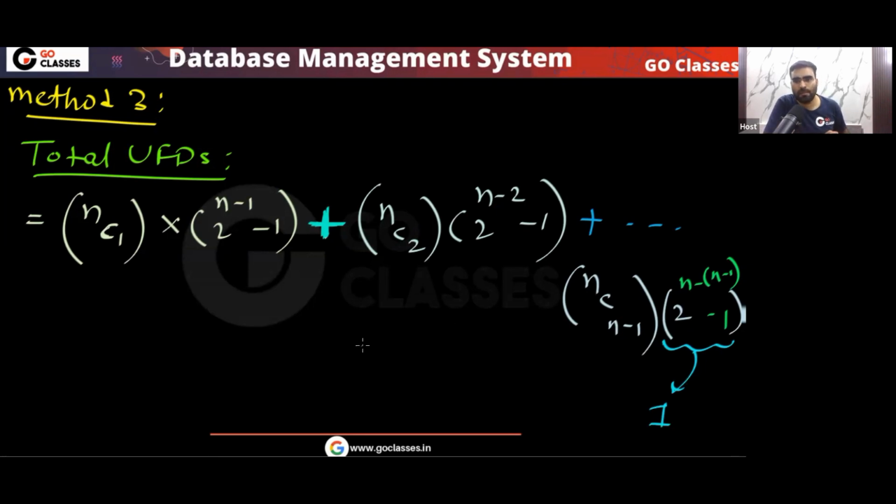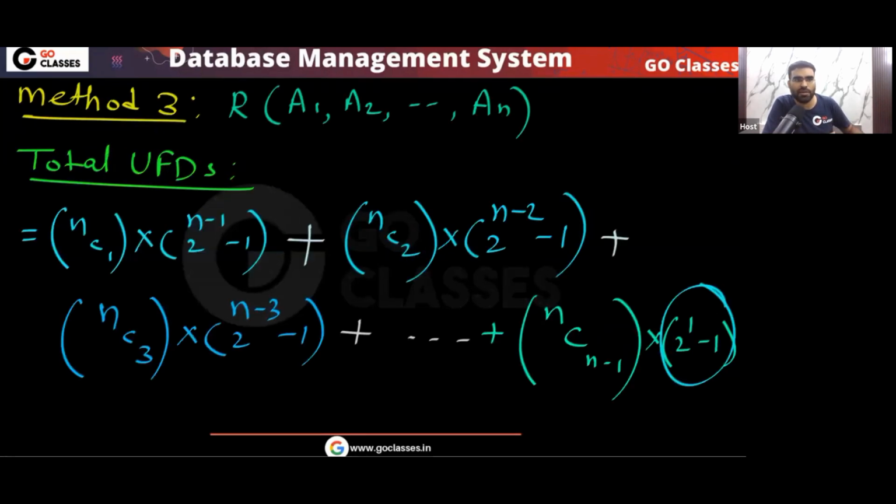Is this clear? You can see, when I have 1 here, I have n minus 1 here. When I have 2 here, I have n minus 2 here, and so on. When I have n minus 1 here, I get n minus n minus 1. If you check it, this value will become 1. Is this clear? So this is your answer.